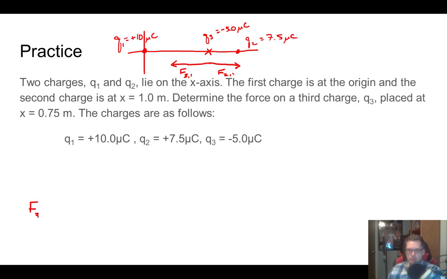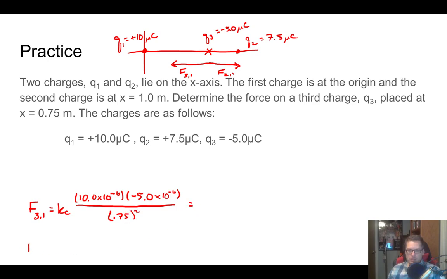So we just use Coulomb's law. For the force of 3 and 1, we have Kc equals Q1 Q3 over r squared. Q1 is our 10 microcoulombs, so 10.0 times 10 to the minus 6th. Then we want Q3 because that's our other charge, which is negative 5.0 times 10 to the minus 6th. The distance between them, from 3 to 1, is 0.75, since 1 is at 0 and 3 is at 0.75, and that would be squared.